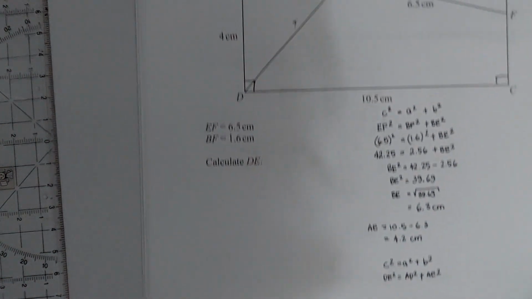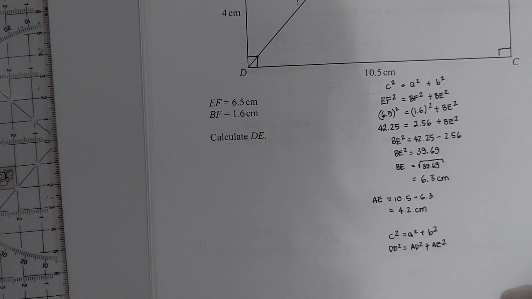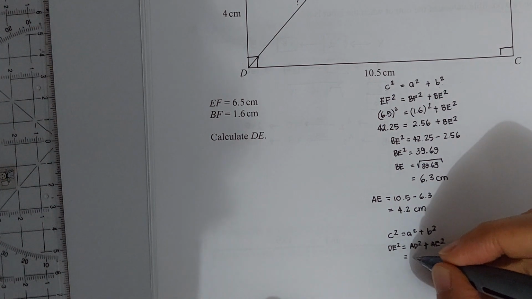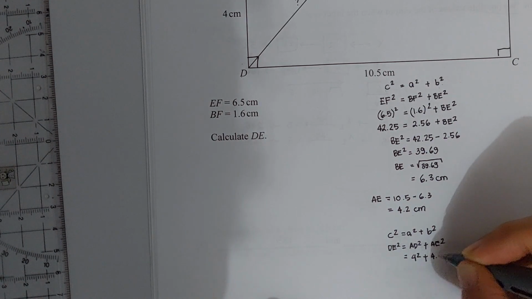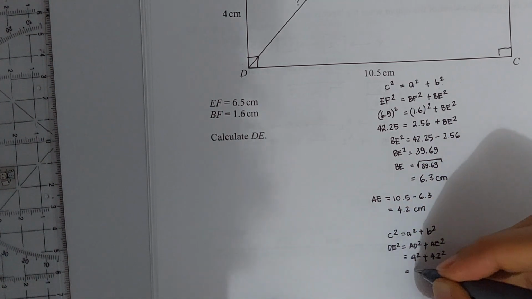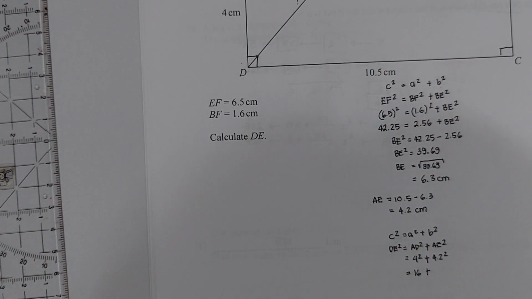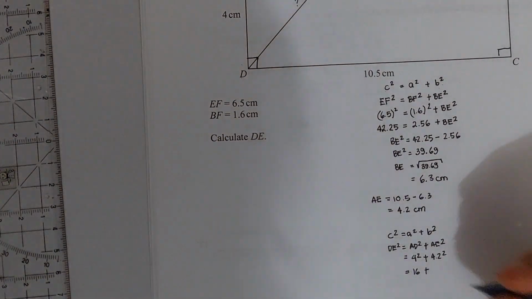And then the DE square, we don't know. After that, AD is 4, and AE is 4.2. So AD is 4 square, plus AE square will be 4.2 square. That one will be 16 plus, I don't know. Wait, 4.2 square will be 17.64.